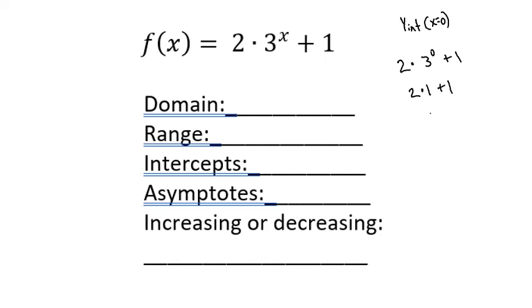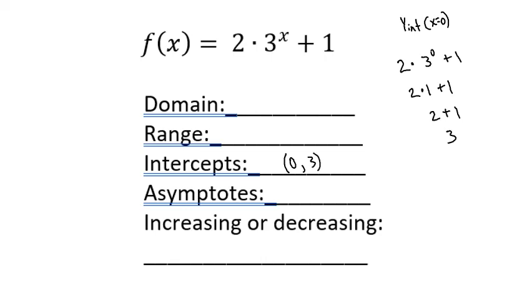2 times 1 is 2. So now we have 2 plus 1. And 2 plus 1 is 3. So our y-intercept is 3. So our y-intercept here is going to be (0, 3).